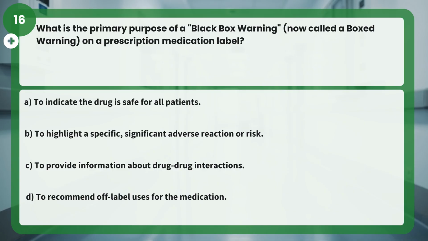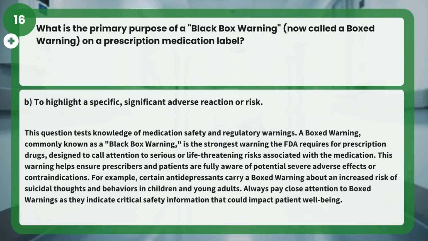Question 16. What is the primary purpose of a black box warning, now called a boxed warning, on a prescription medication label? A. To indicate the drug is safe for all patients. B. To highlight a specific, significant adverse reaction or risk. C. To provide information about drug-drug interactions. D. To recommend off-label uses for the medication. Answer: B. To highlight a specific, significant adverse reaction or risk.